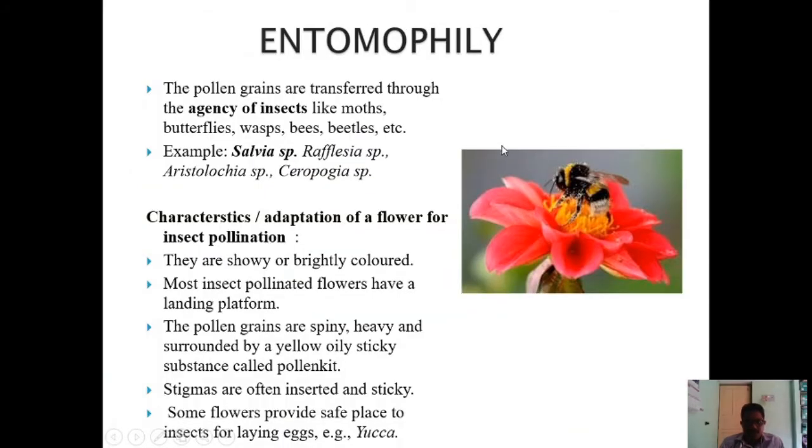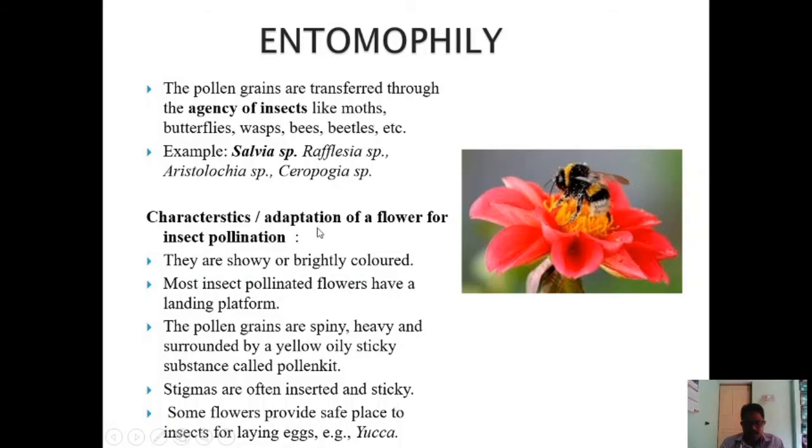Now entomophily is another important type of cross pollination where it happens by a biotic agent, that is insects. Insects like moths, butterflies, ants, bees, beetles. In fact, bees are very important agents, so it's specially termed as melitophily. Examples of insect pollinated plants are salvia, one of the very typical examples, Rafflesia, Aristolochia and Sarcostemma.